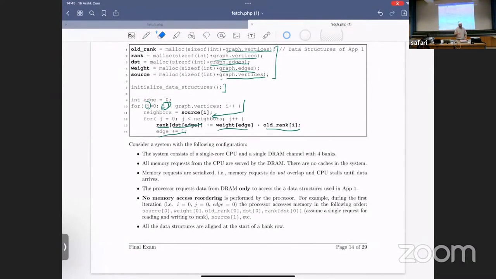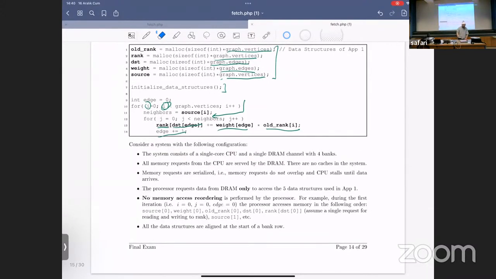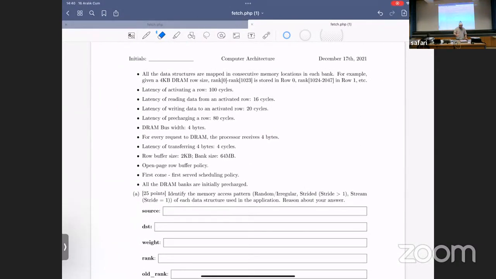And what does that mean? The way I described how the accesses are happening, this is going to happen in DRAM. This is how the requests are going to be sent to DRAM. For example, here we access first source zero, weight zero, old rank zero, destination zero, and then the rank with the result of the destination zero. And we assume here that we have a single request for reading and writing to the rank. All the data structures are aligned at the start of a bank row. All the data structures are mapped in consecutive memory locations in each bank.